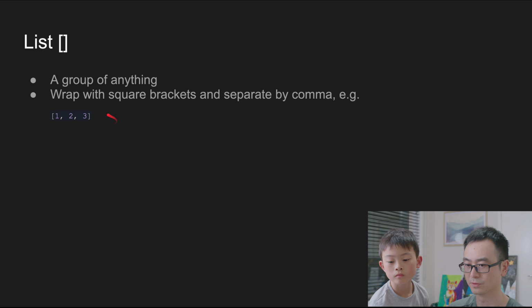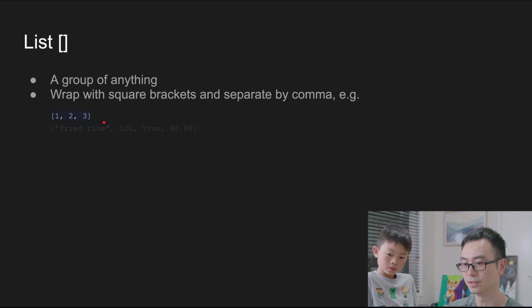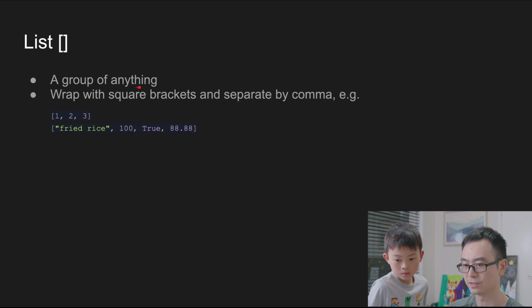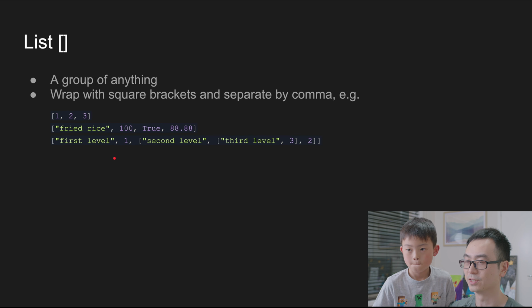So this list contains 3 items. The first one is 1, second is 2, third is 3. By a group of anything, I mean any type of things. So it can be a string, number, boolean, float, anything, any combination. So in the list you can put any data. You can also put in the list another list.